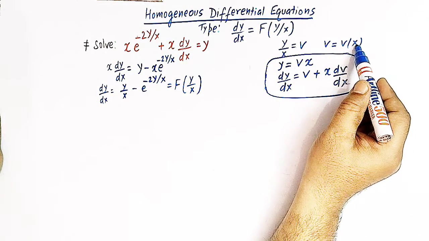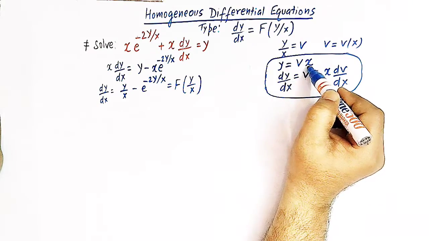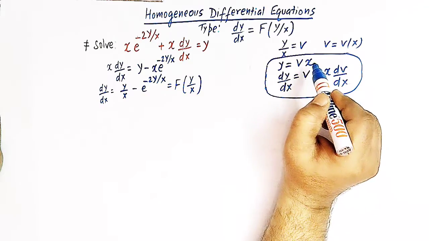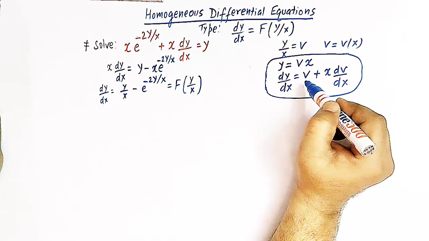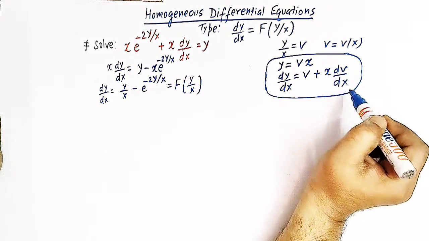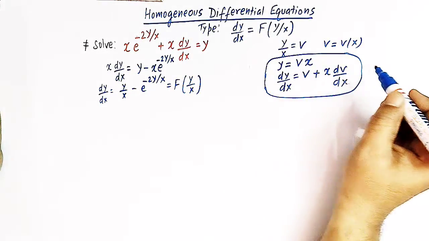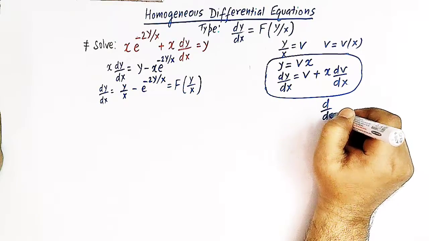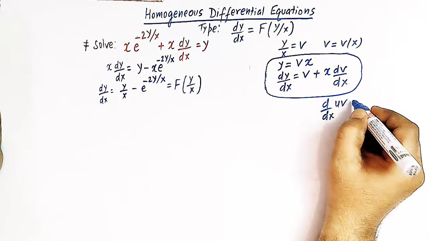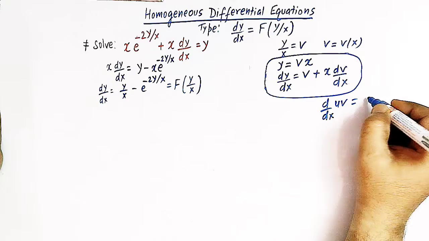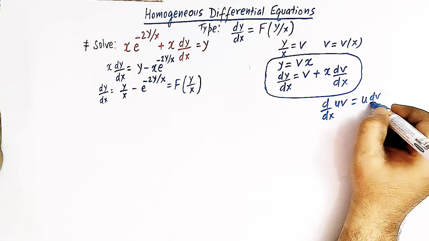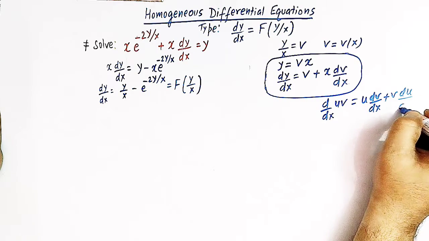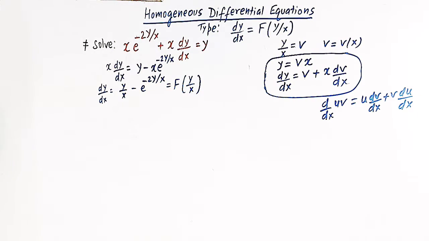Again, v is a function of x, and then y is equal to vx, and differentiating both sides with respect to x, we have dy over dx is equal to v plus x dv over dx. So here we have used the product rule, that is d by dx of uv, where u and v are functions of x. So we have u dv over dx plus v du over dx.